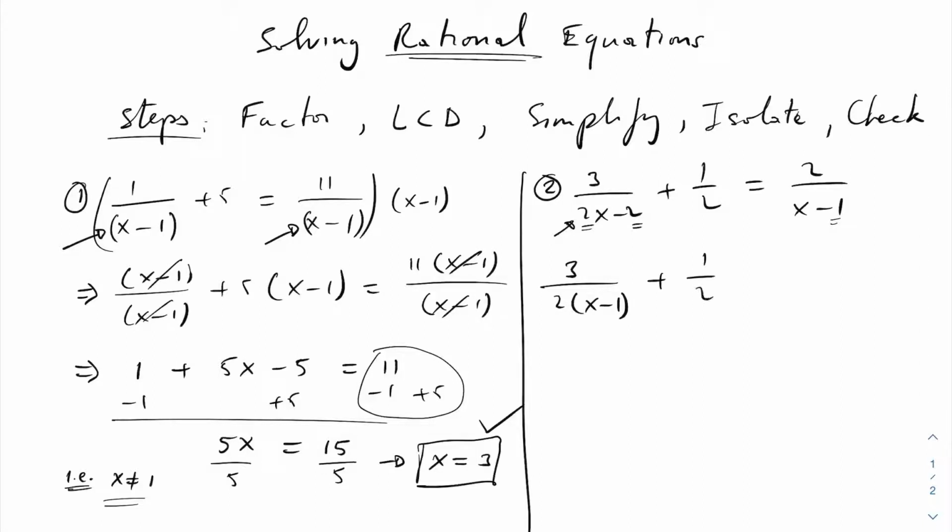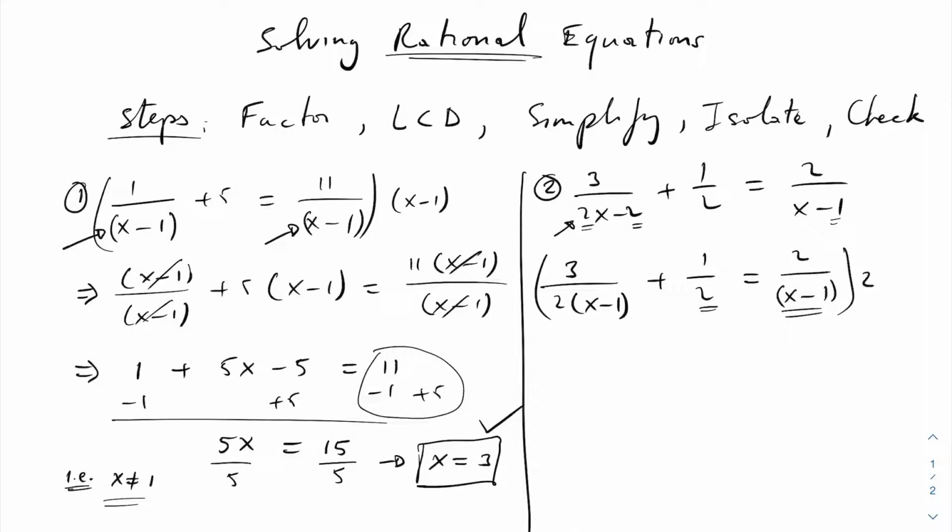The second term here, 1/2, cannot be factored, so it's going to stay the same. And our last term here, 2 divided by x minus 1, is also already factored, so we have to leave it that way. So after factoring like this, you can see that your LCD, your least common denominator, has to at least include 2 and x minus 1.